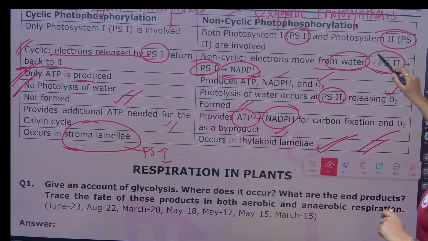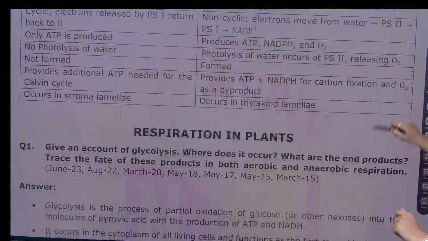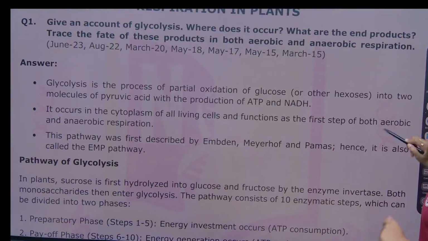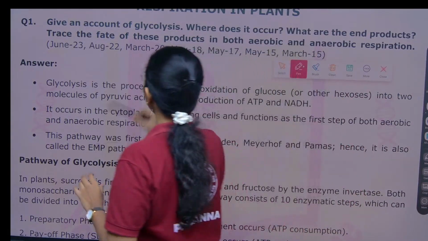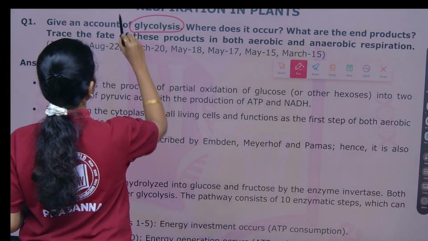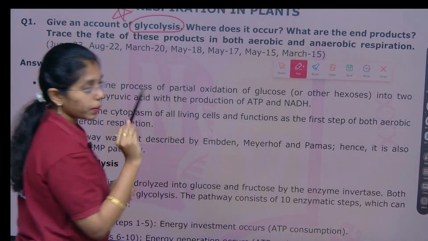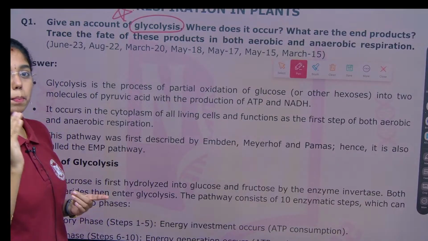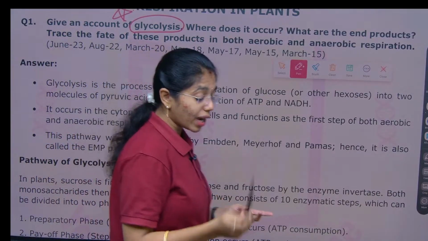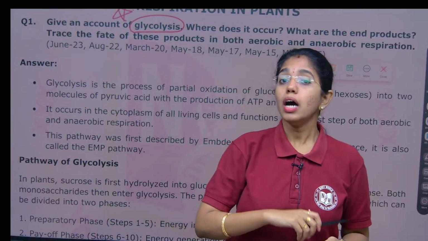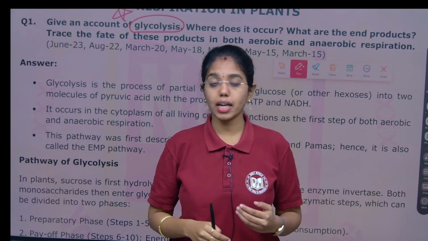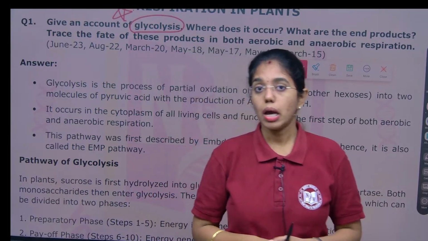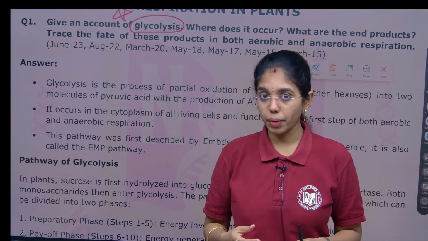Next, respiration in plants. Here, this is the major important question: give an account of glycolysis. Glycolysis has been asked n number of times in your previous IPE papers, and glycolysis is the major hotspot where the bioenergetics are targeted, where the electron transport, like the sequence of the enzymes, is targeted in all the 10 steps, be it in the payoff phase or in the preparatory phase.